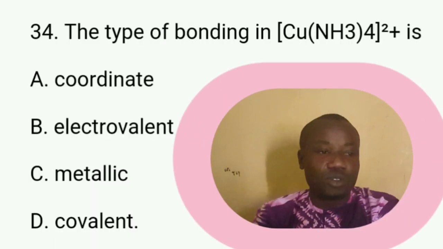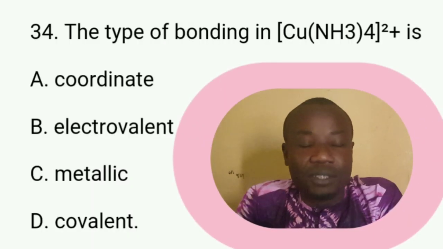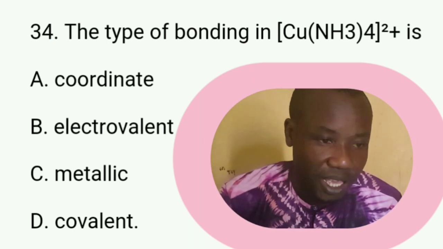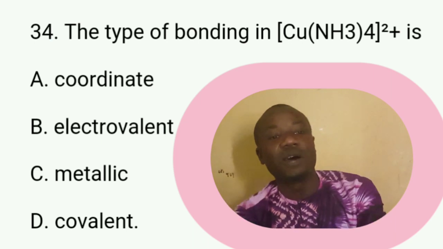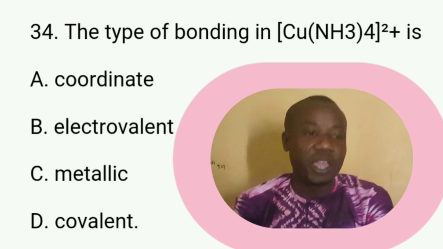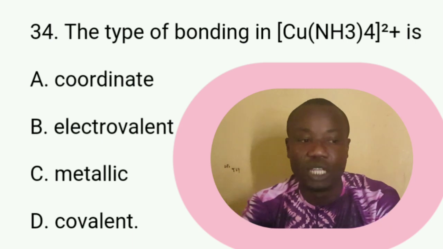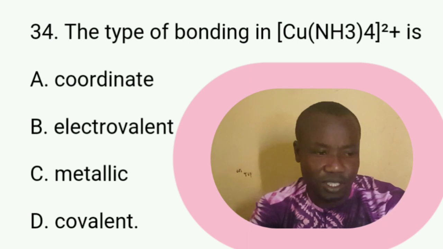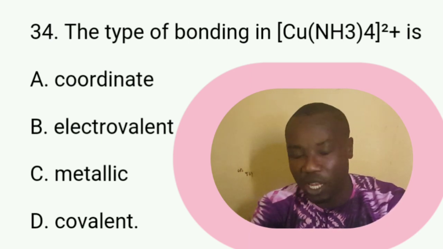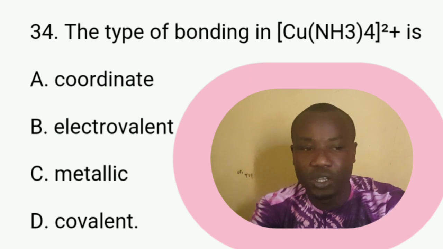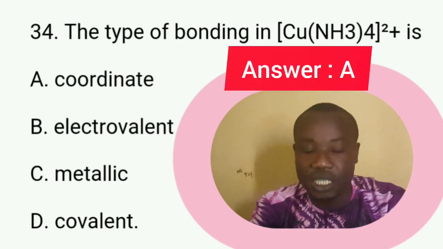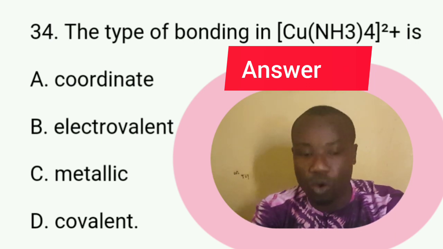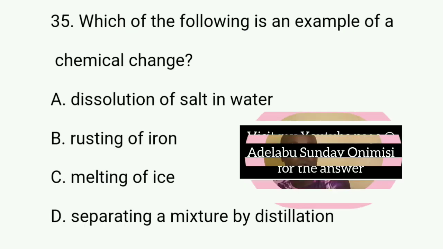Now let's take our question 34. The type of bond in Cu(NH3)4 with 2 plus as the charge, as shown in the diagram there. They're asking whether it is coordinate, electrovalent, metallic, or covalent. So look at the question. It is not covalent, it's not metallic, it's not electrovalent. The correct answer is coordinate, because it's only the ammonia that is donating to the copper 2 ion that we have there. The right answer is coordinate.